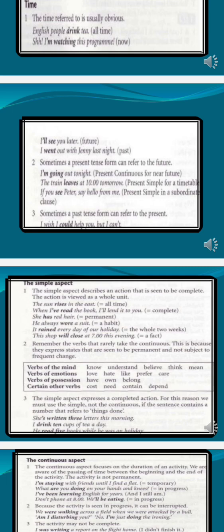Number 3. Sometimes a past tense form can refer to the present. For example, "I wish I could help you, but I can't."